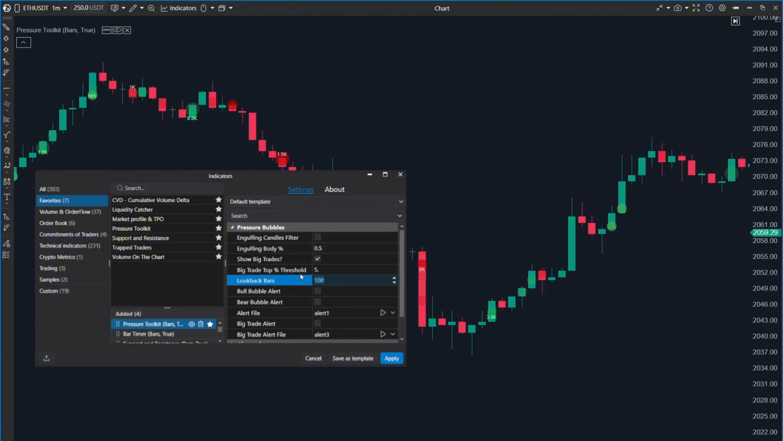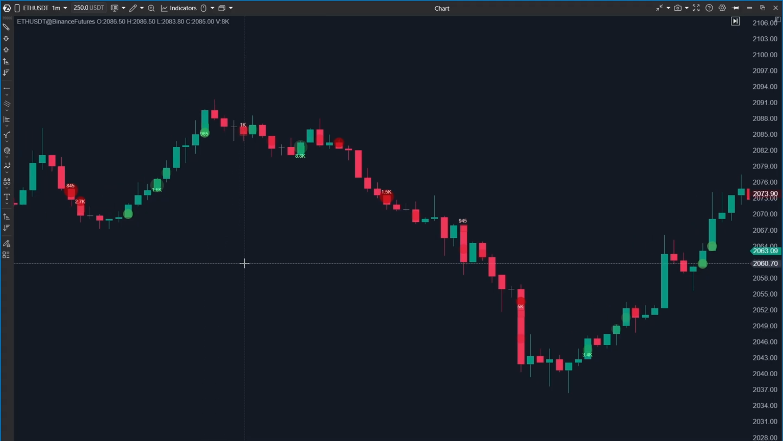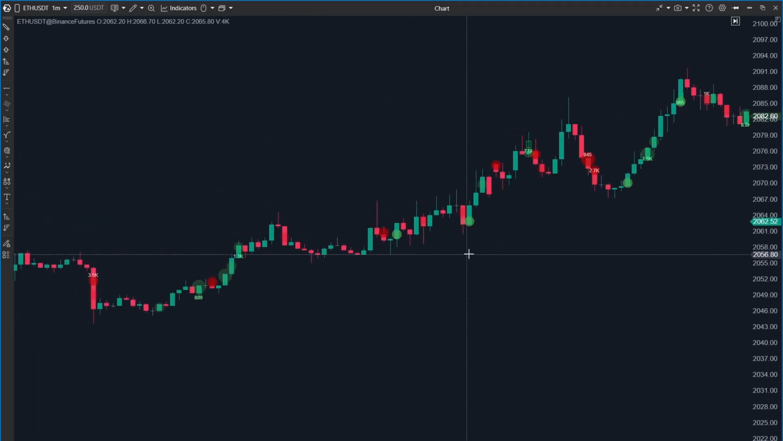You can control the look back period. And if you want to see, for example, the top 3% big trades in order volume in the last 100 bars, well, then you would set 3 here and 100 here. The look back period is the last 100 bars, and the percentage is the top 3% in order volume in the last 100 bars. It's kind of an adaptive indicator feature that shows you the biggest trades in the last while. Now, these big trade signals can be used for entry.